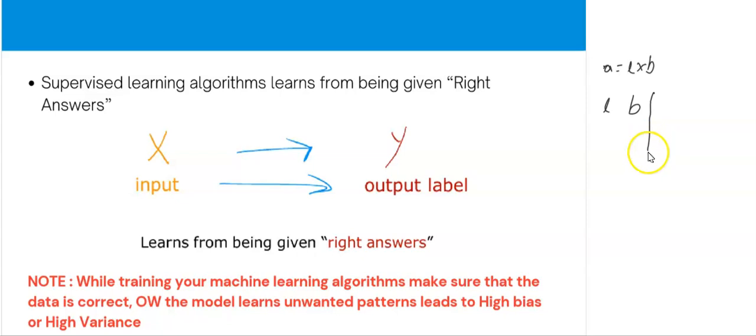That means you have to collect data in such a way that it satisfies the above equation, otherwise it will be a big problem. Why? Because it will learn some kind of unwanted patterns that will lead to high bias and high variance. Anyways, we'll discuss high bias and high variance problems in later videos. Remember that for supervised machine learning algorithms you have to give the correct mappings of x and y. That means the correct input and output data.